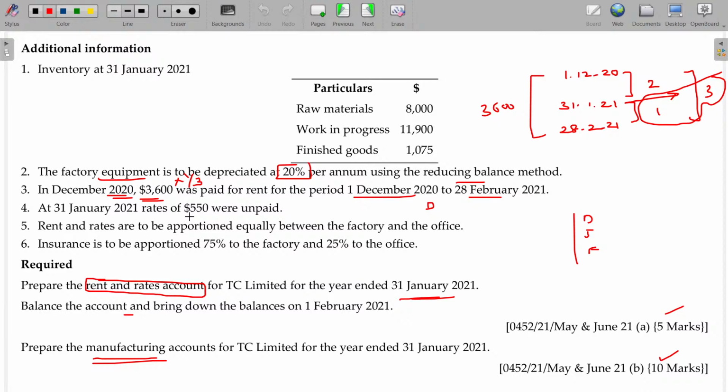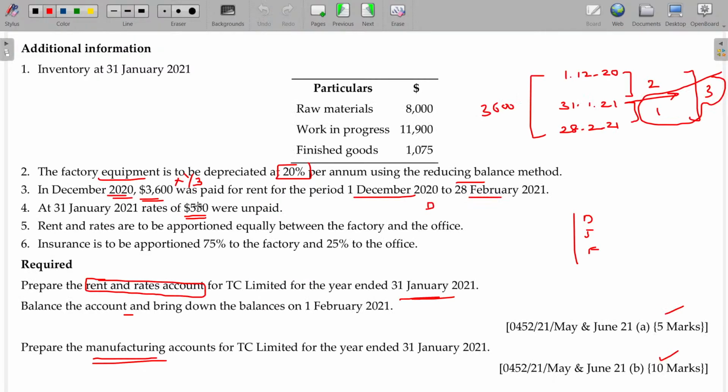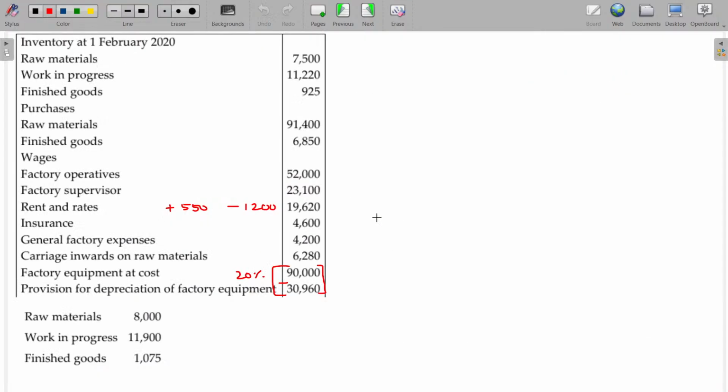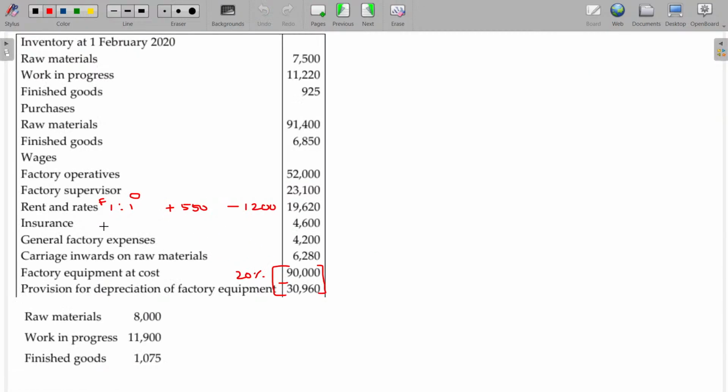At 31st January 21, rates 550 were unpaid. Rates 550 unpaid, minus 550. So rent is paid in advance. Rates is outstanding. Rent and rates are to be apportioned equally between factory and office, in the ratio of 1:1 for factory and office. And insurance is to be apportioned 75% to factory and 25% office. 75% for factory and 25% for office.